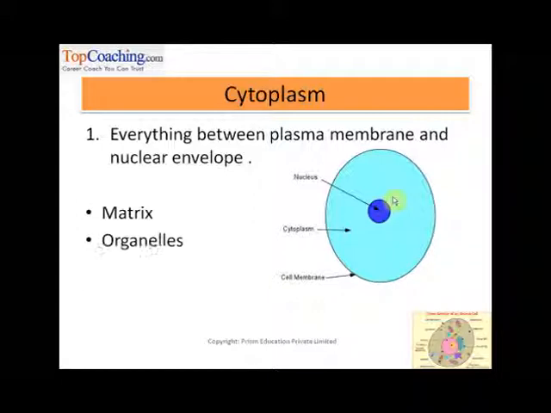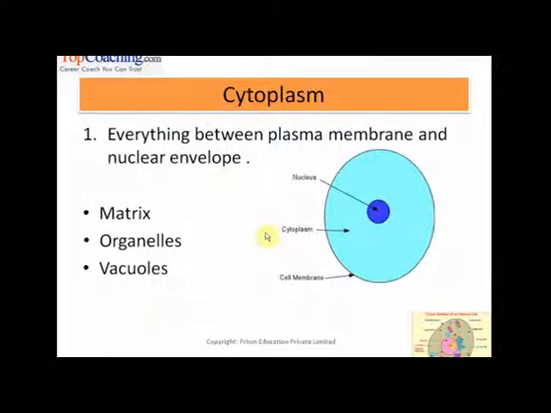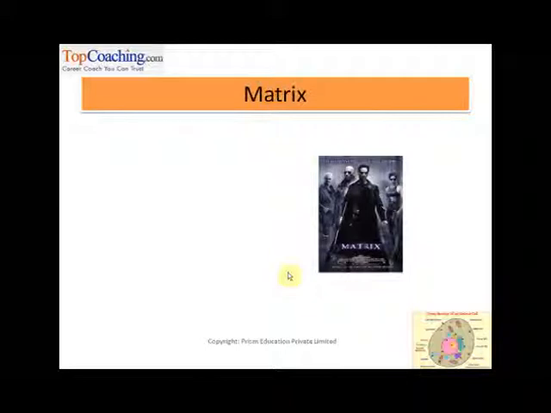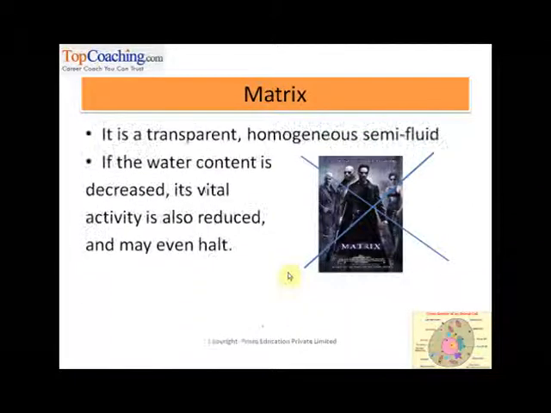Cytoplasm consists of a matrix, organelles, vacuoles, and granules. Now let us have a look at what a matrix is. Is it this matrix? No guys, matrix in a cell is a transparent and homogeneous semi-fluid material. In its active state it remains saturated with water, and if the water content is decreased, the vital activity of the cell may actually halt.